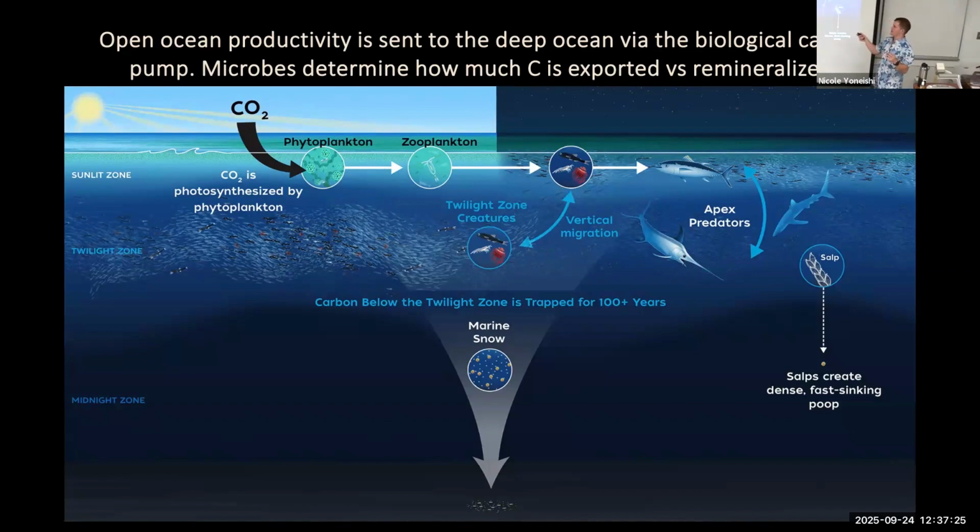It's either remineralized or respired to the atmosphere, or it's exported and starts sinking in these aggregated particles called marine snow. And this is called a biological carbon pump, which is storing a lot of this material in the deep ocean. And along the way, microbes, fungi, bacteria, everything are really determining how much of it is exported or respired back to CO2. And we particularly know like nothing about fungi and what they're doing here. So this is one of our main questions.